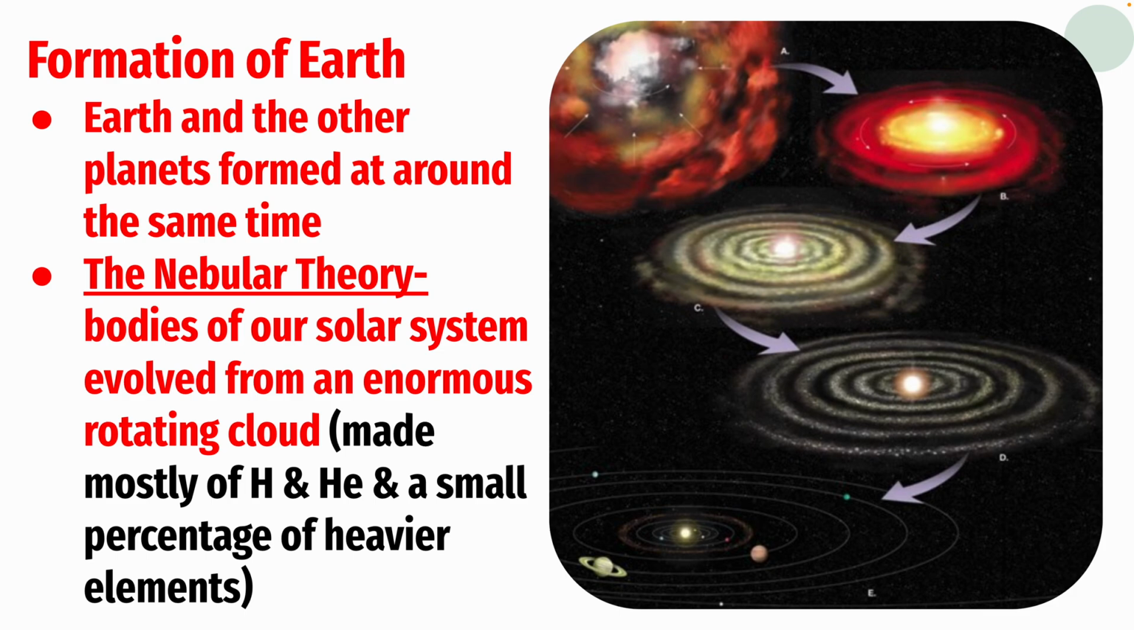So formation of Earth and the other planets formed at around the same time. We call it the nebular theory. We use the word theory a lot in science when we don't have an actual specific record of it.